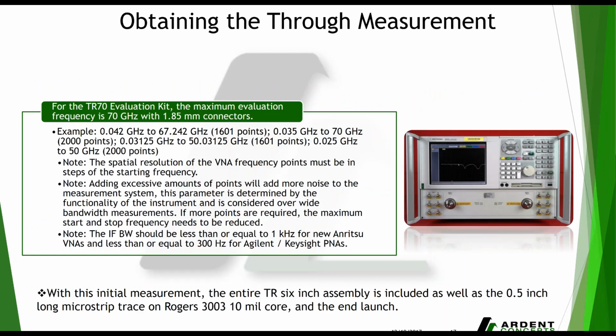So the thing we'll start with is that the partial resolution of the VNA frequency points must be steps in starting frequency. Adding an excessive amount of points will add more noise to the measurement in the system, but it also will increase your time of the measurements. This parameter is determined by the functionality of the instruments and is considered over a wide bandwidth measurement. If more points are required, the maximum start and stop frequency needs to be reduced. Note that the intermediate frequency bandwidth is equal to 1 kilohertz for the new Anritsu VNAs, and less than or equal to 300 hertz for the Agilent or Keysight PNAs.